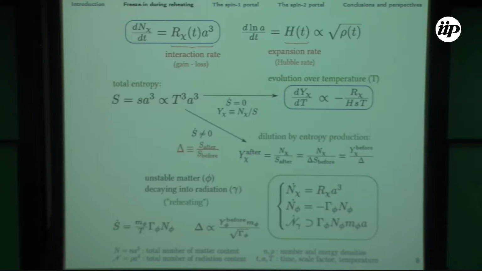It decays into radiation. While this is happening, the total entropy and the total energy density change. And it's interesting to see that this delta that dilutes the dark matter relic density depends exclusively on the physics of this unstable field. So if it's long-lived, it will produce a large amount of entropy. In this case, the evolution of dark matter needs to be solved along with the evolution of this unstable field and the decay products. So we need to solve these Boltzmann equations.